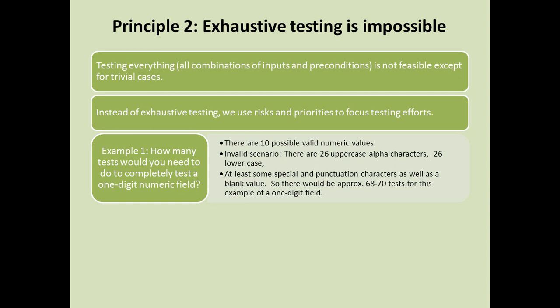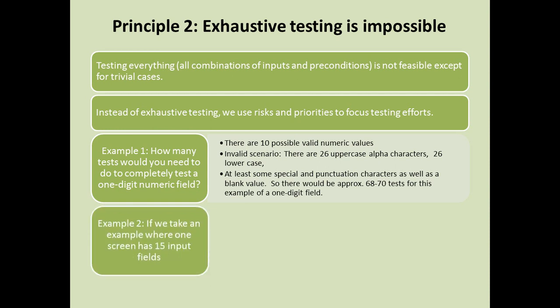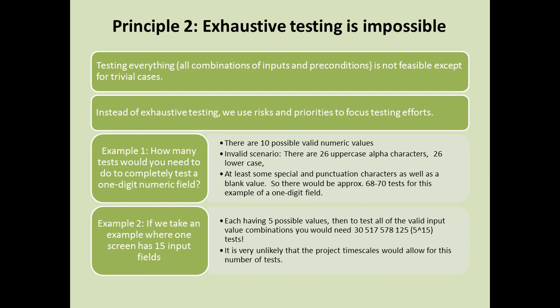For these scenarios, then example 2. If we take an example where one screen has 15 input fields, and each has 5 possible values, then to test all of the valid input combinations you would need 5 to the power 15 tests, which comes to the huge number you can see on the screen. There are 15 input fields, and each input field accepts 5 possible values. So you can see the number of combinations that you need to execute to do exhaustive testing of that one web page.